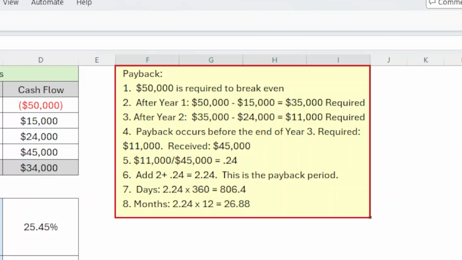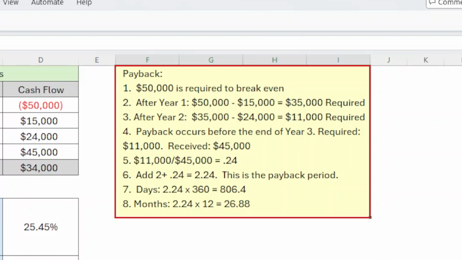Good news, we achieved a net cash flow of $45,000 in year 3. This exceeds the $11,000 we needed. Payback happened between the end of year 2 and the end of year 3. We must now perform a mathematical function to determine when in year 3 payback was achieved.